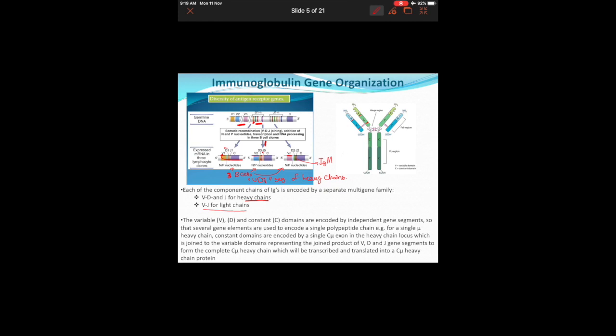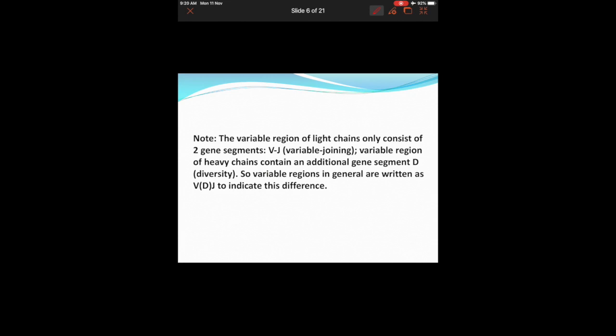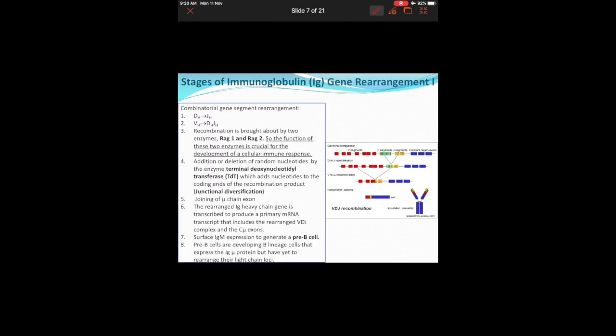And remember from last week, I said that within this variable region, you have three areas, CDR 1, 2, and 3, which are called hypervariable regions, because that's where you see the greatest number of amino acid changes between different antibody molecules. That hypervariability is caused by another enzyme called terminal deoxynucleotidyl transferase, or TdT.